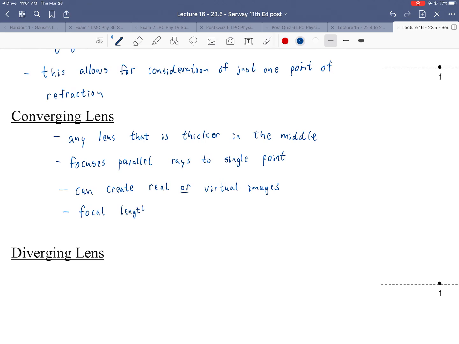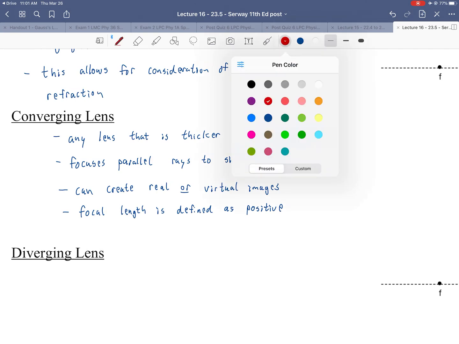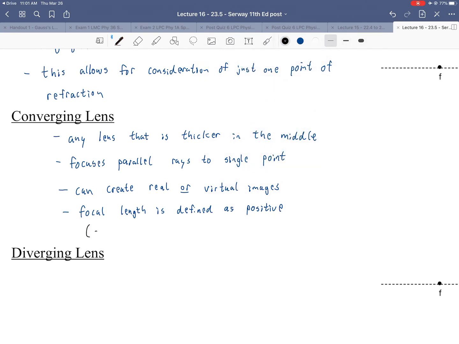So the focal length is defined as positive. Okay, and here's an important thing. Defining it as positive means it's on the opposite side of the lens from the object, or from the incoming light. So opposite side of the lens from the object.